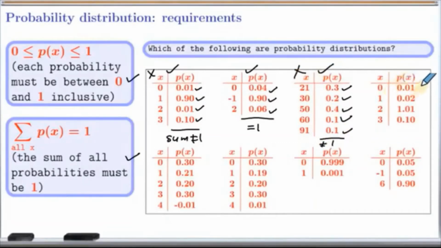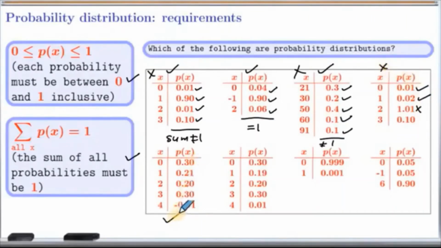Similarly, on this one, let's look at the first requirement, which is all probabilities must be between 0 and 1. So let's look at this one. This is between 0 and 1. This is between 0 and 1. So this is not. So that's why this is not a probability distribution.